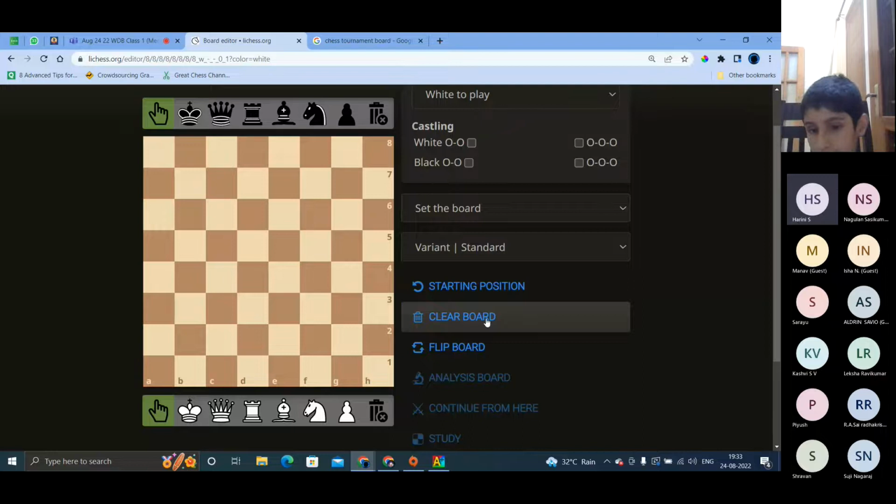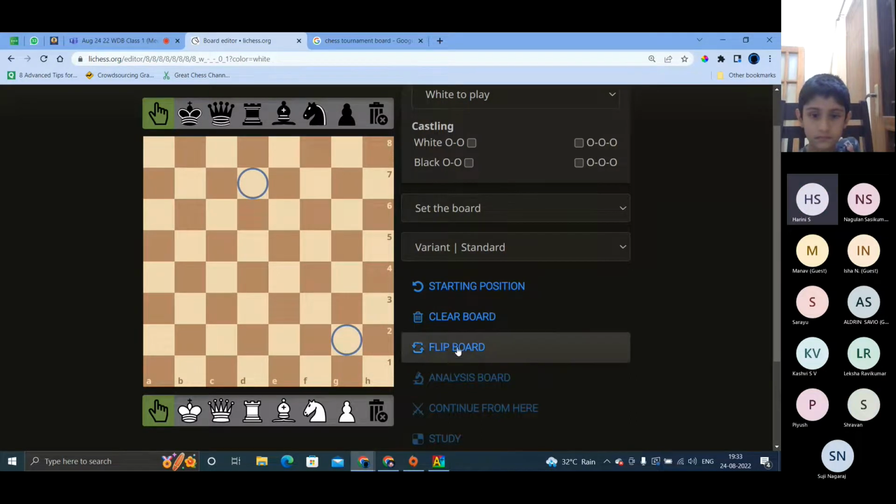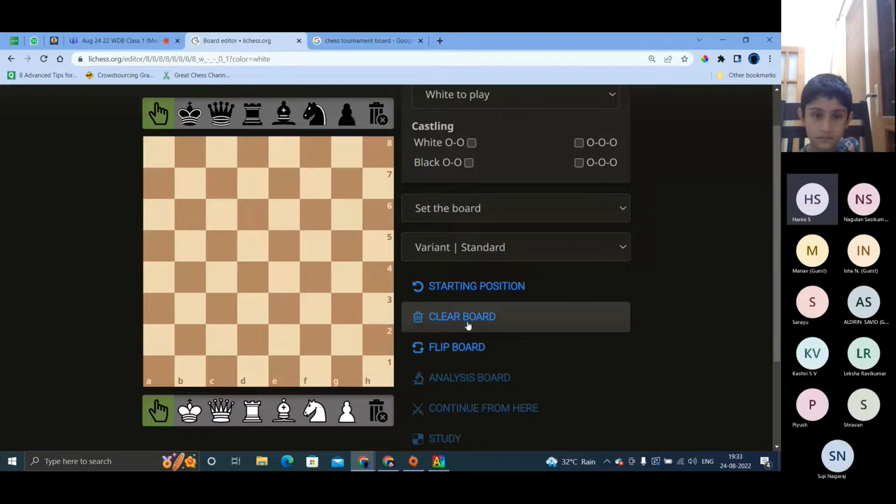Now, Isha, can you try for this square? D7. This is D7. This is a light square, ma'am. Very good. So now try for this. This is G2. This is a light square, ma'am. Very good, super. Now, Kashvi, try for this square.